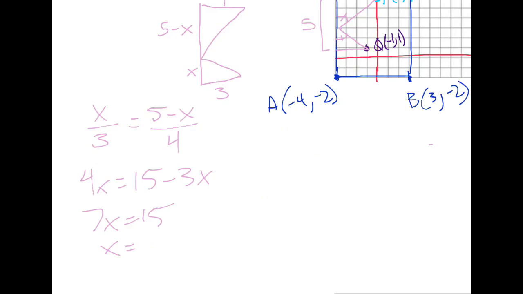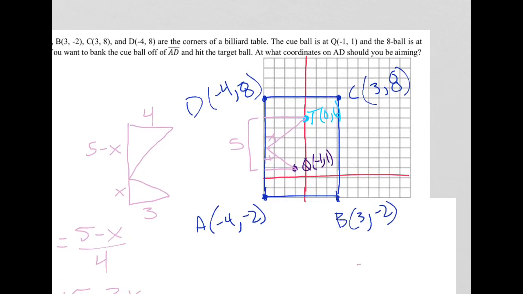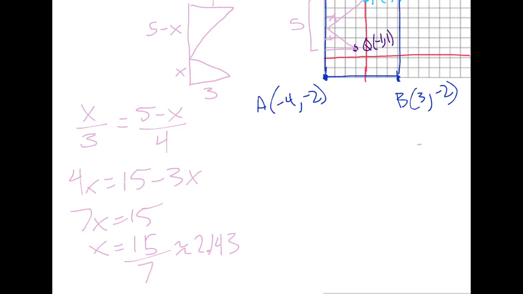So x equals 15 over 7, which we can get an actual number for, a decimal number I should say. It's ugly and long, so I'm going to say roughly 2.143, like that. Okay, well that's the value of x, but that is not our answer. The answer is, at what coordinates should you be aiming? Well, we know that the x value of the coordinate is going to be -4, because that's the x value of that vertical wall, that vertical side, that line there, AD. But what's the y value?